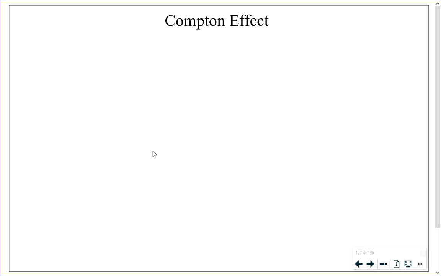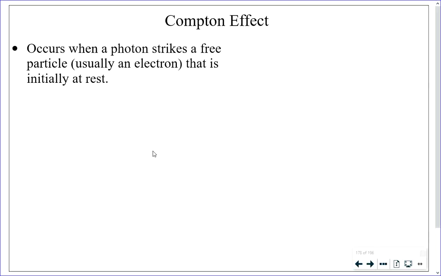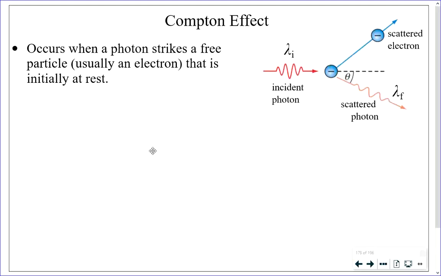The Compton effect is where photons exhibit momentum. The Compton effect occurs when a photon strikes a free particle. That word free means the particle, which is almost always an electron, is not connected to an atom. So this is different than the photoelectric effect. And that free electron is essentially at rest. What happens is the photon clips the electron and both of them are scattered.